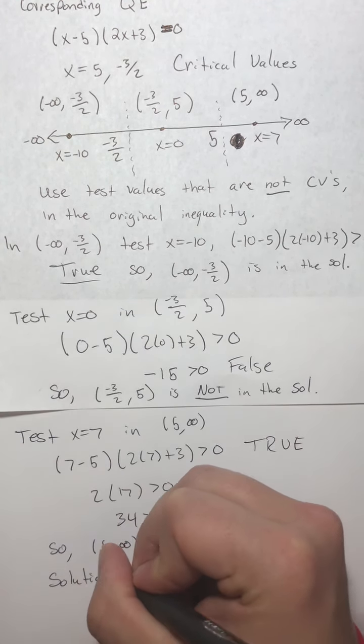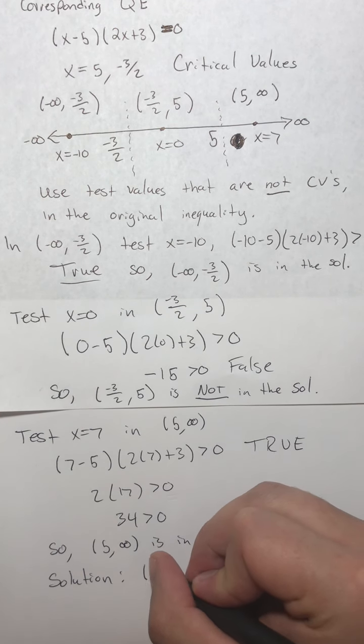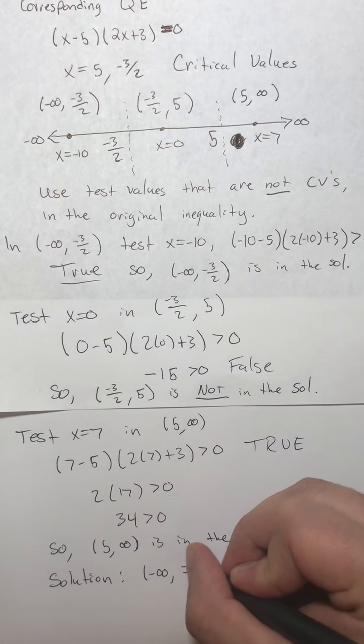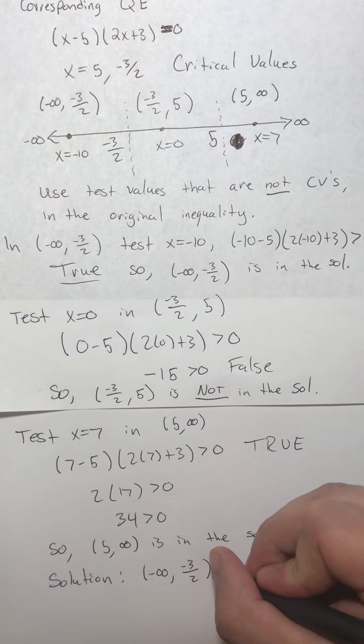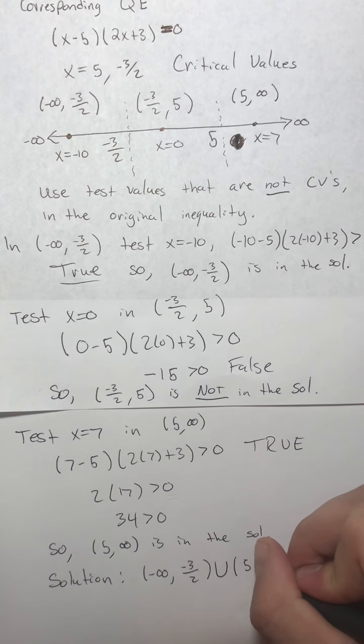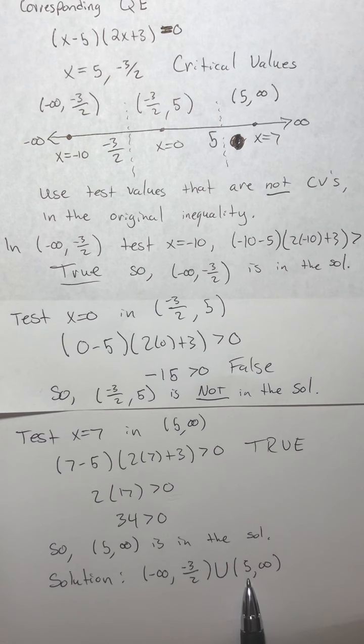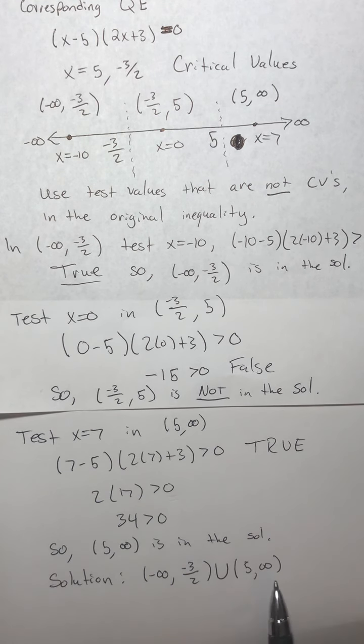So now we just need to write our answer, and we will need to use set union. Set union translates to or in English. So in this interval notation, this says x is strictly inside the interval negative infinity to negative 3/2, or x is strictly inside the interval 5 to infinity.